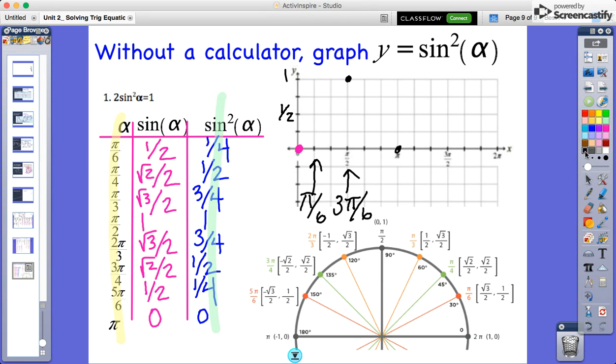So at pi over 6, what is my output value? 1/4. And at 2 pi over 6, I'm running out of space. 2 pi over 6 is equal to what? Pi over 3. So 2 pi over 6 equals pi over 3. So at pi over 3, what's my output? 3/4. And then I can mirror this, so I've got 3/4 and 1/4.